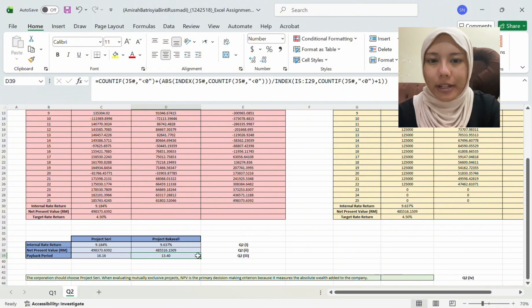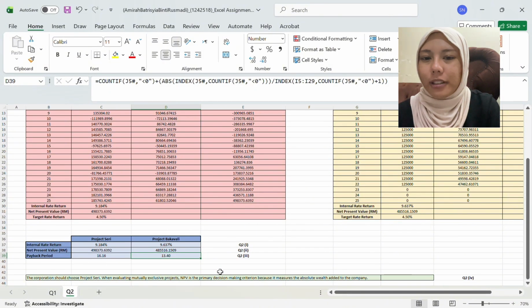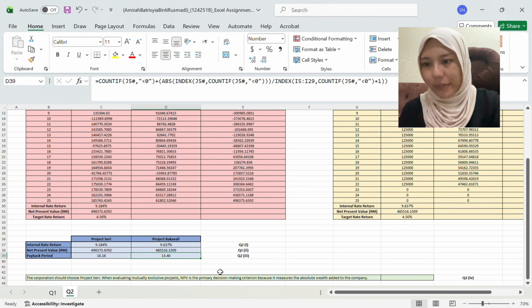We recommend that the corporation choose Project Seri when evaluating mutually exclusive projects. Net present value is the primary decision criterion because it measures absolute wealth added to the company. Even though Project Bakawali pays back faster and has a slightly higher IRR, Project Seri is superior because it generates 12,857.49 more in total net value for the firm.